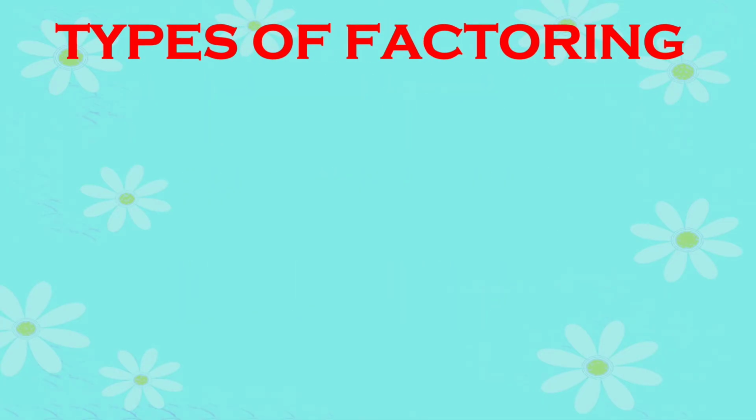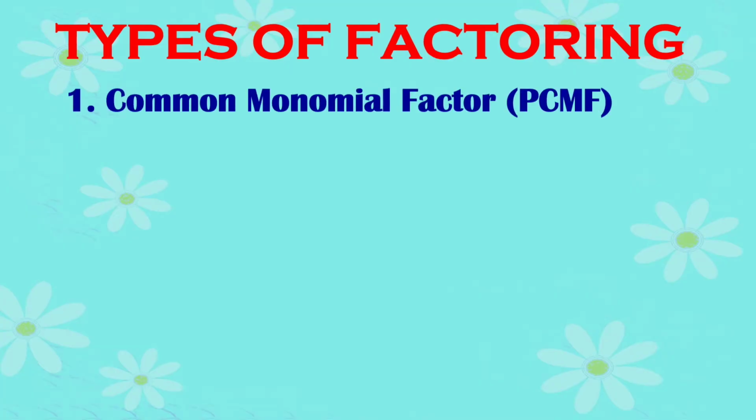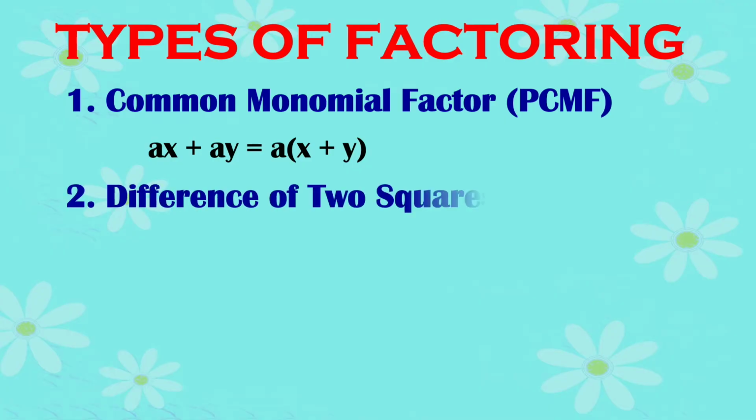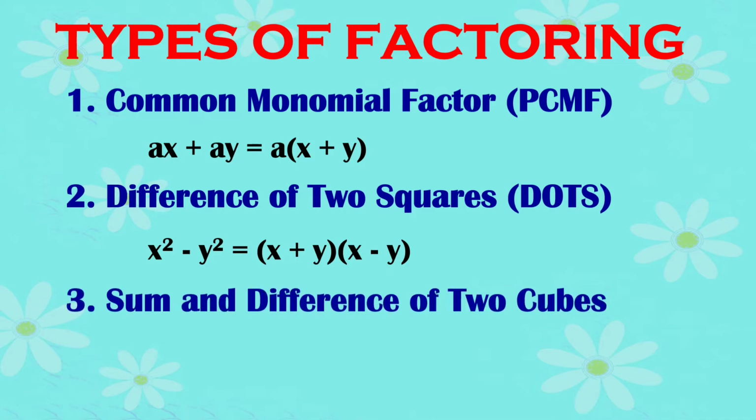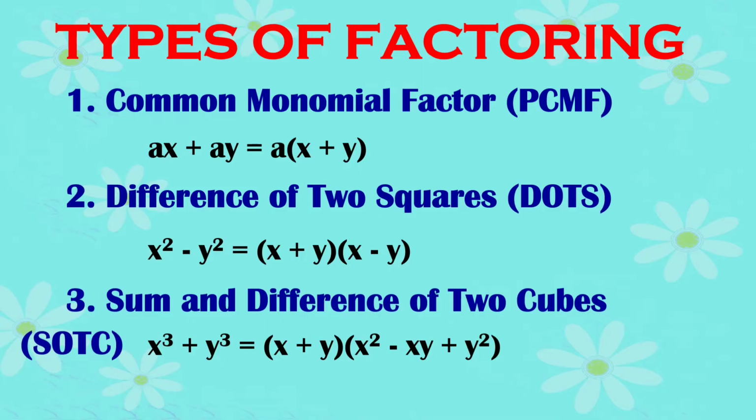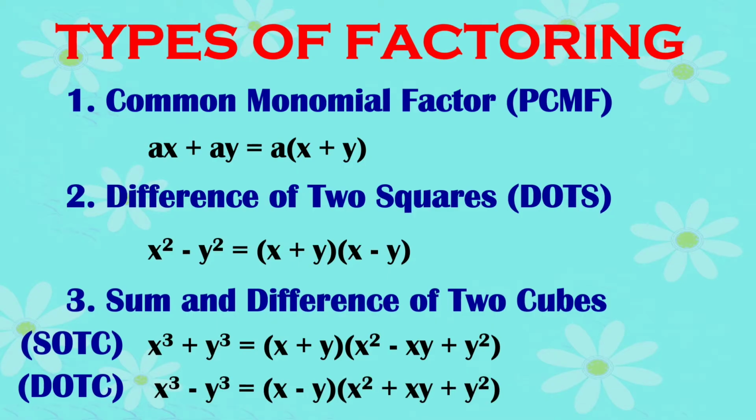So, balikan natin yung mga types of factoring. So, we have the common monomial factor or what we call PCMF. So, ito yung pattern na ginagamit natin. Difference of two squares or DOTS. So, ayan yung pattern. Sum and difference of two cubes. So, pag SOTC, ayan yung pattern natin. At pag DOTC, ayan yung pattern natin.